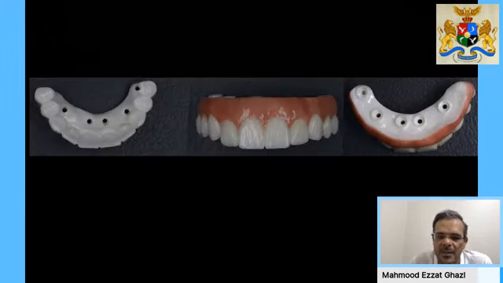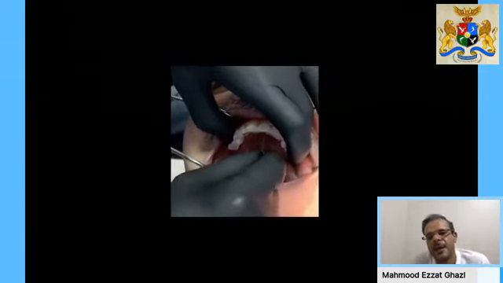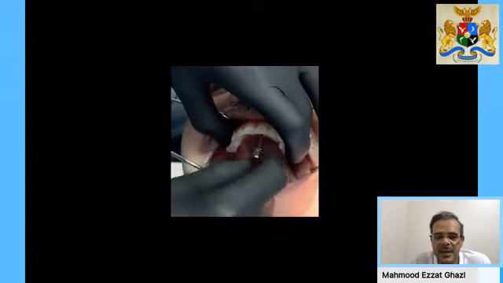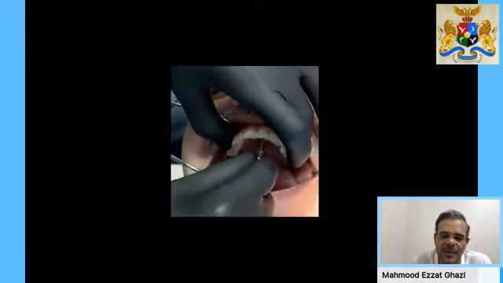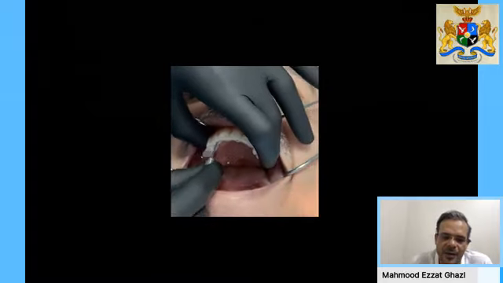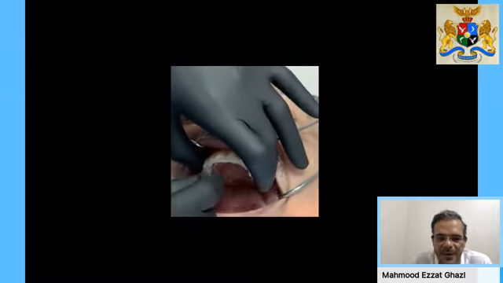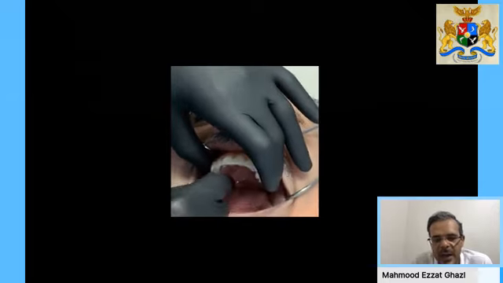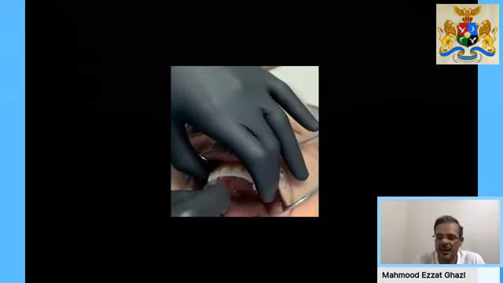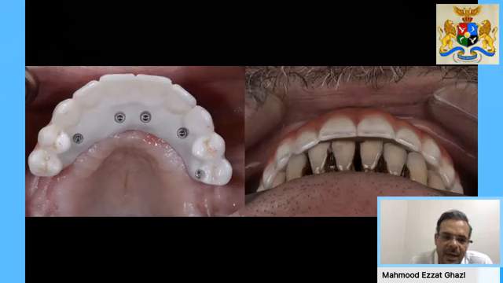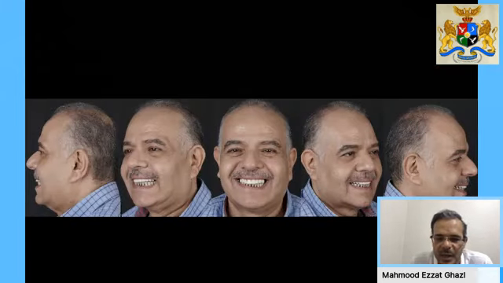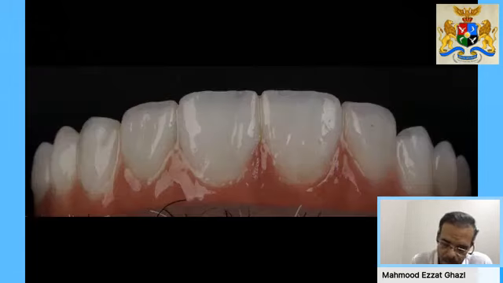And then the milled restoration after our staining and glazing, of course, and adjusting the gingival levels and everything else. This is the passive fit that I was talking about. This is screwing in the full arch restoration in the patient's mouth. You can see how passive the screws are going in, and how we have a perfect fit for the patient, and the final restorations at the end. Of course, the facial photos with the patient's prosthetics, so that you can see the final results.